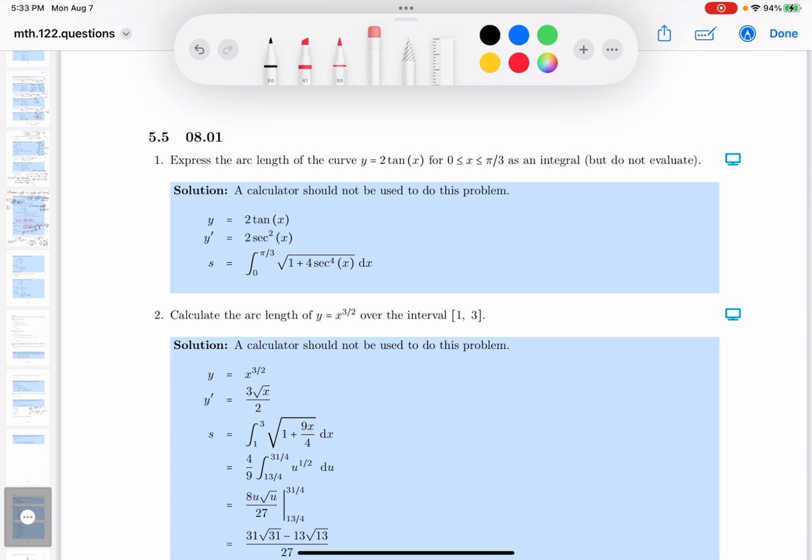Okay, for number 2, it says calculate the arc length. So this is not only setting up the integration, but also doing the integration, all right? So let's go through that. And this is number 2 that we're working on now.